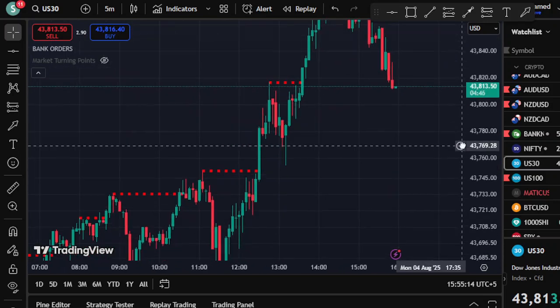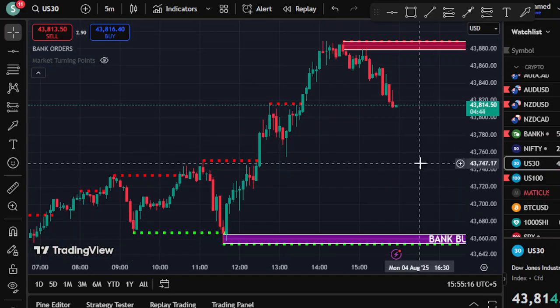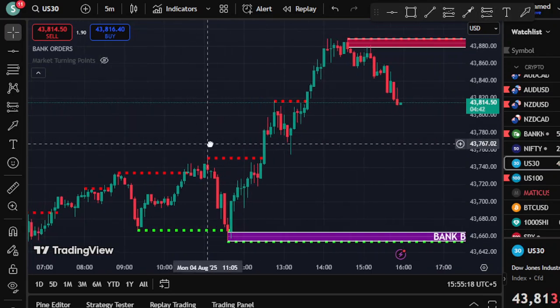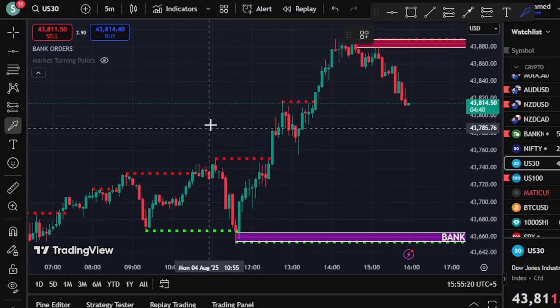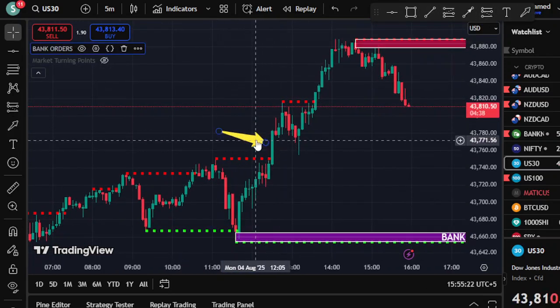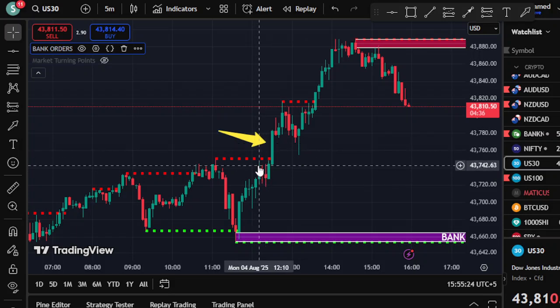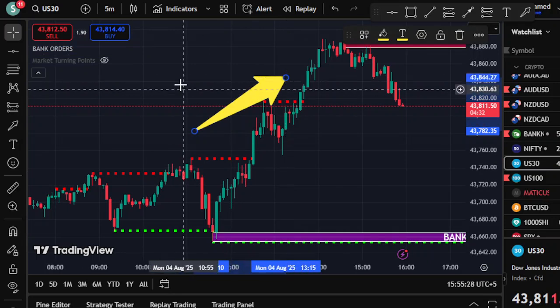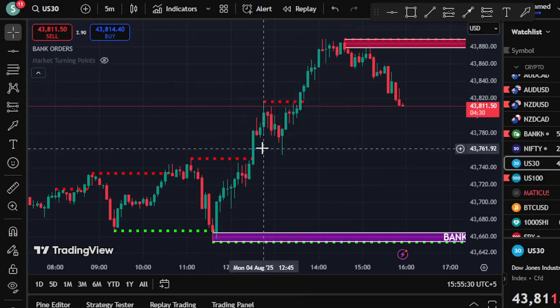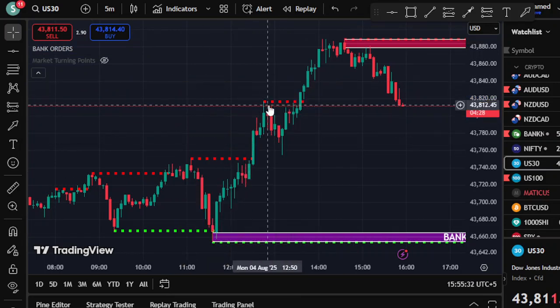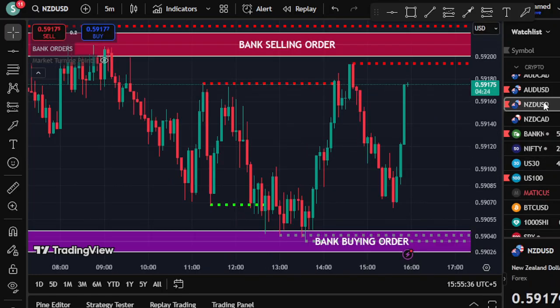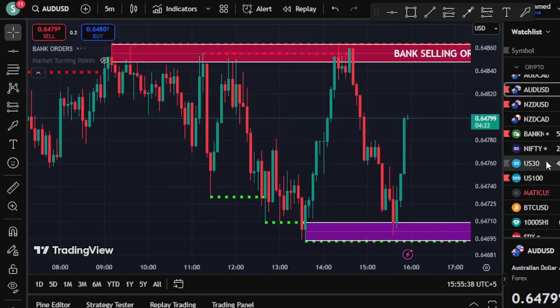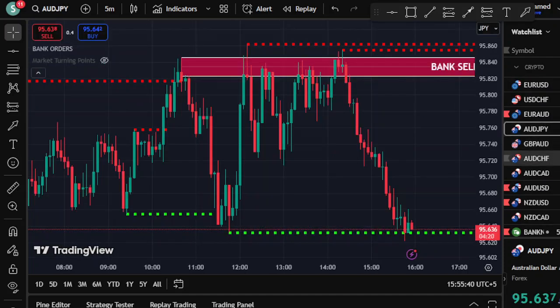The more important thing in this indicator: if the price gives a close above the dotted red line, it's a buy signal, because it is telling you that the price is more likely to go in the upward direction. Where other retail traders will be selling, you will actually be buying. So above the red dotted line, it's a buy.